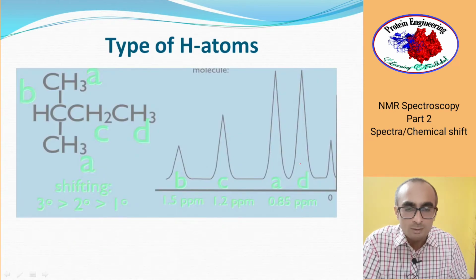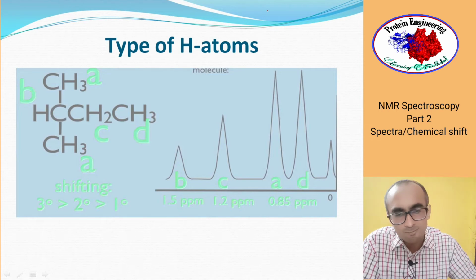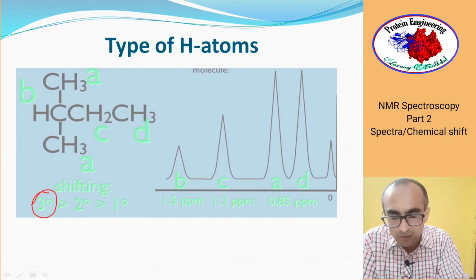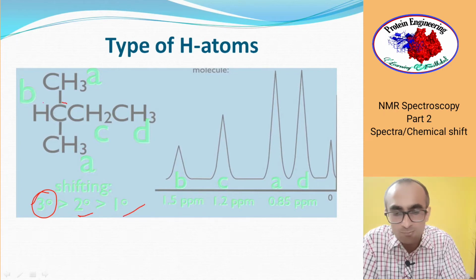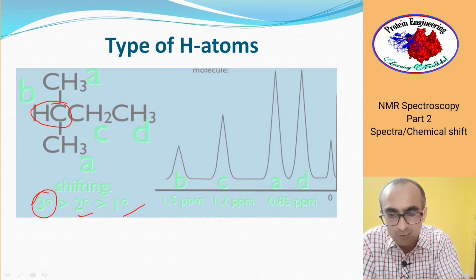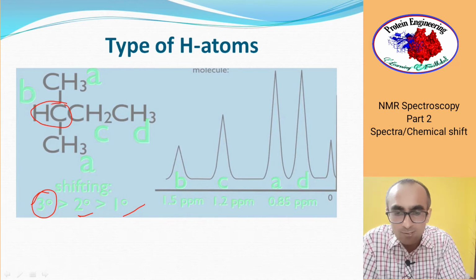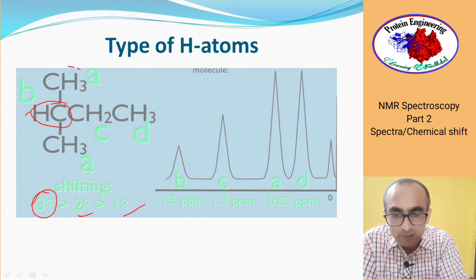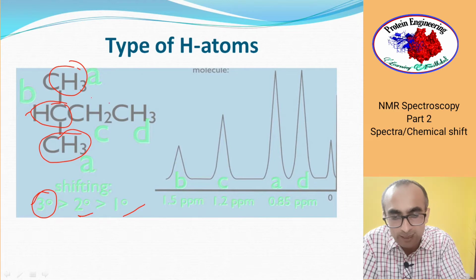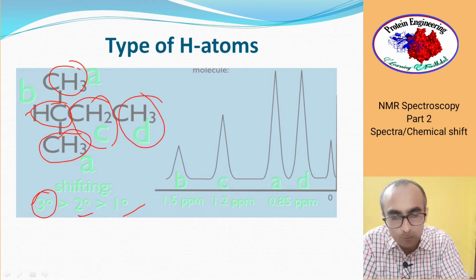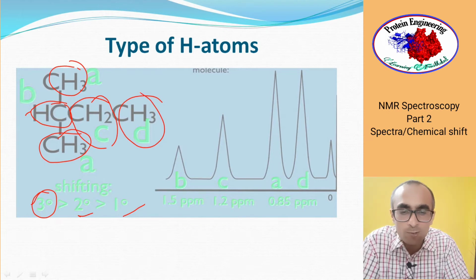The type of hydrogen atom also influences shifting. For example, as a rule, a tertiary hydrogen atom shifts more than a secondary, which shifts more than a primary. So if you have a compound like this, you have a tertiary hydrogen here, which we are calling, say, B type hydrogen. You have 2 methyl groups which are identical, so they will give rise to one type of peak, which we are calling A here. Then the CH2 group we are calling C, and the CH3 group here is D. So this compound will give rise to 4 peaks.